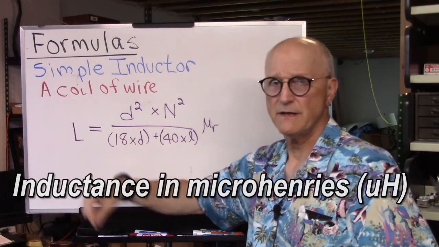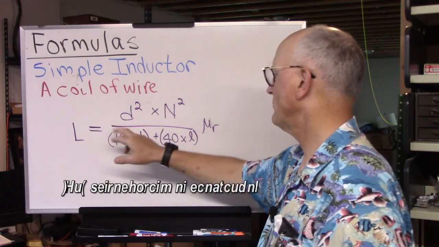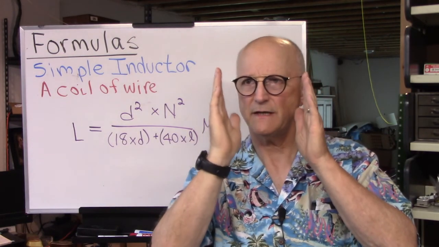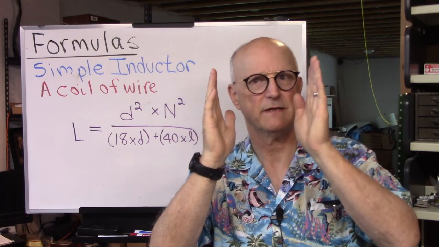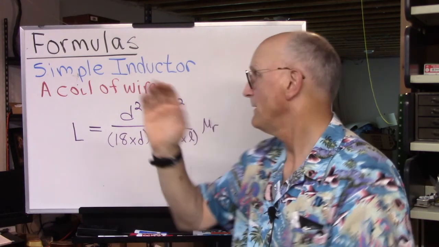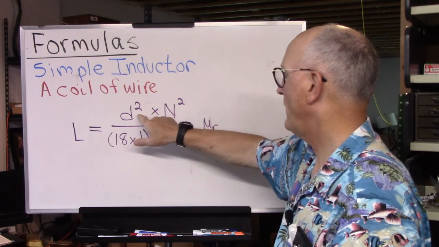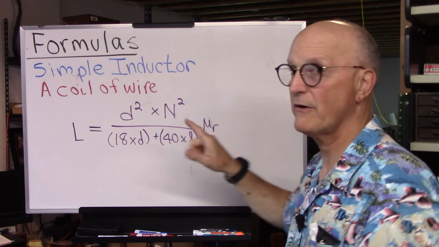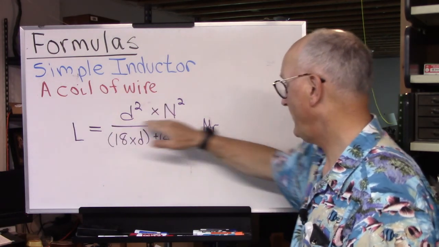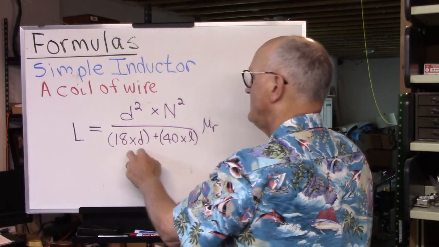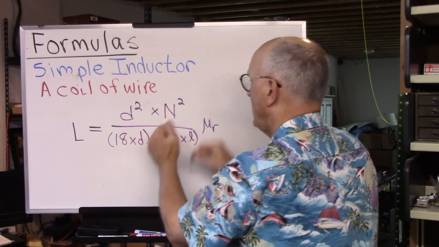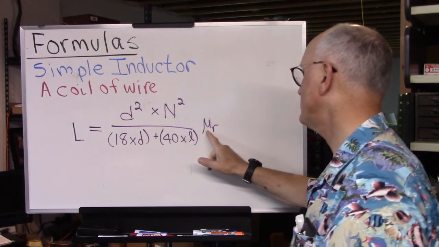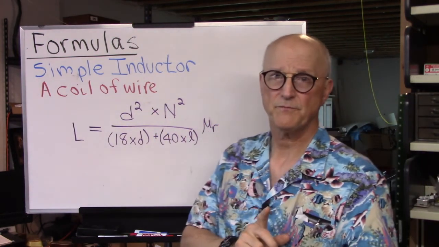We have the inductance in henries is equal to the diameter of the coil. Now remember, this is from the center of the wire on this side to the center of the wire on this side. The diameter of the coil squared times the number of turns in the coil squared, divided by 18 times the diameter plus 40 times the length of the coil, times your relative permeability.